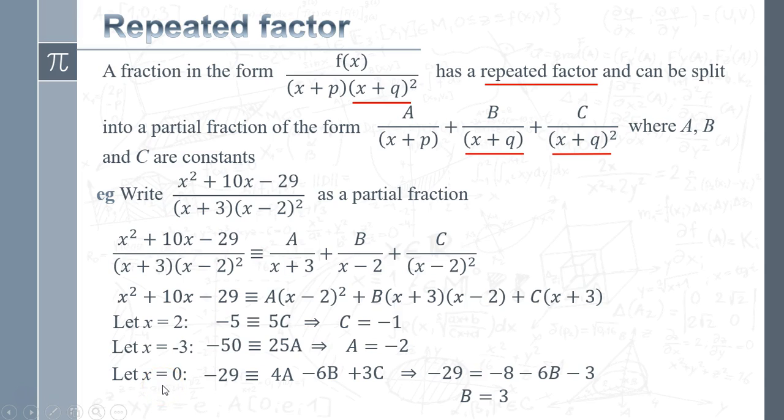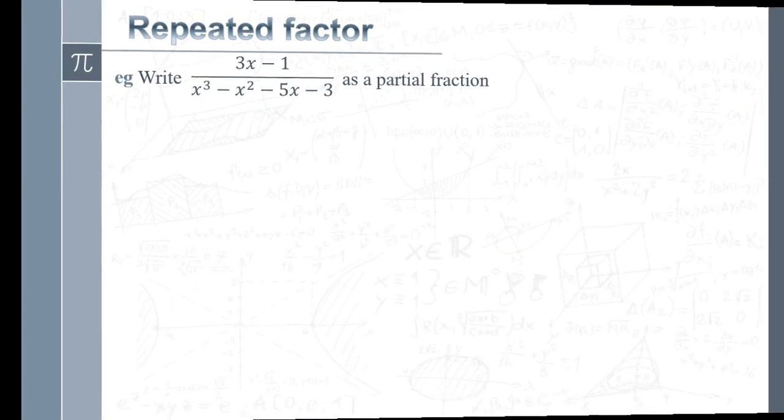It was just a really easy one to work with. You could go for x equals 1 or x equals whatever else you wanted. But let's say I find that x equals 0 is the easiest to work with. So we've got our values of a, b and c. So there we go, there's our fraction written as a partial fraction: minus 2 over x plus 3, plus 3 over x minus 2, take away 1 over x minus 2. And so on we go.